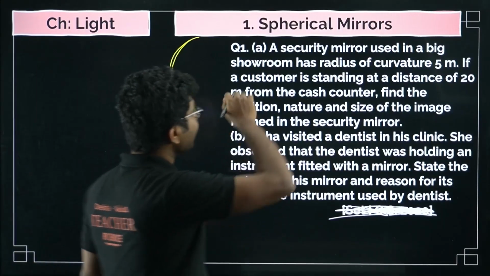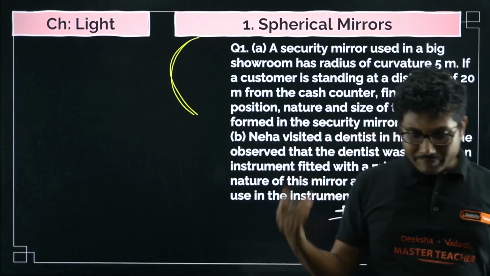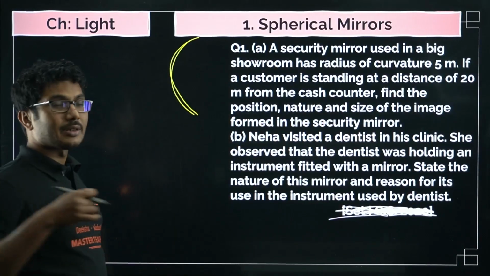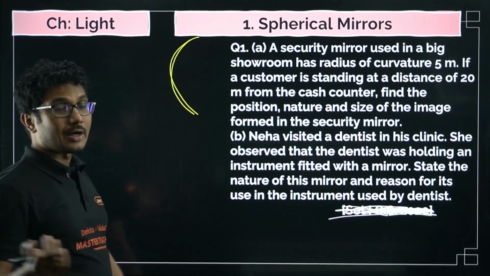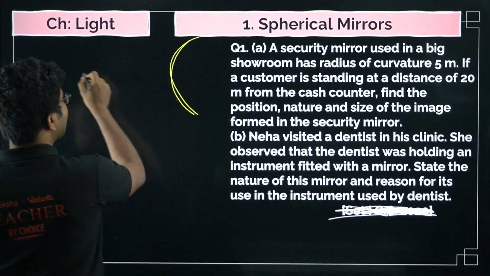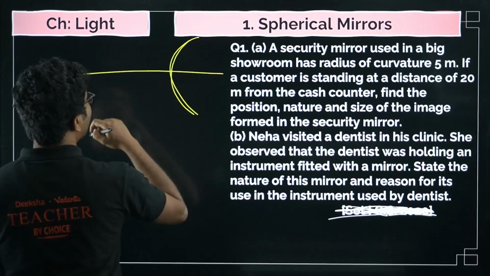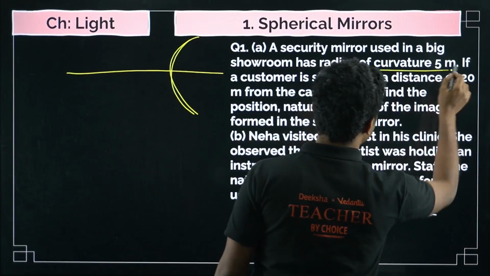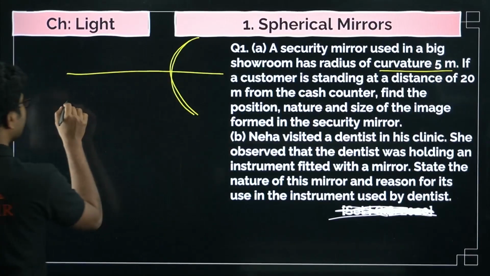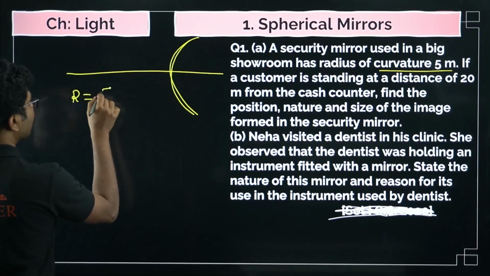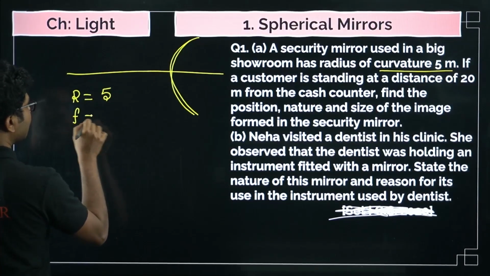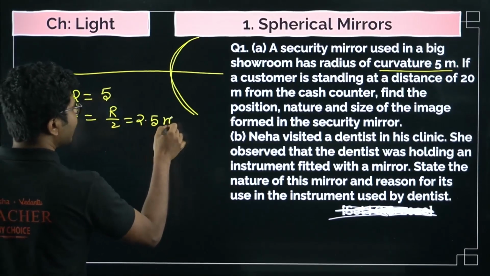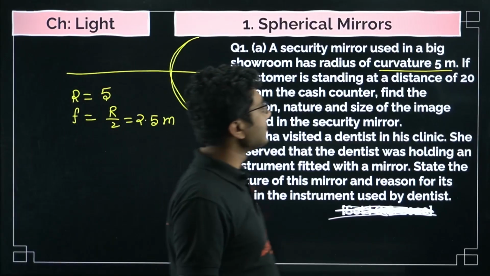So first topic is spherical mirrors, and spherical mirrors, convex and concave, both can come. So you have to solve some numerical, you have to draw some ray diagrams. That is the main part of this topic. Here the radius of curvature is given as 5 meters. So focal length is basically R divided by 2, so it will be 2.5 meter. It is given in meter, so simple SI unit is given.